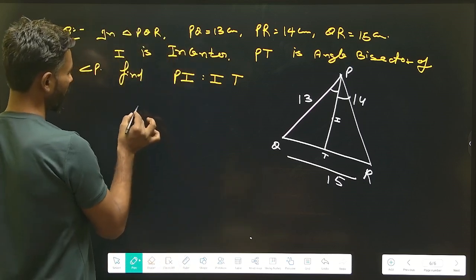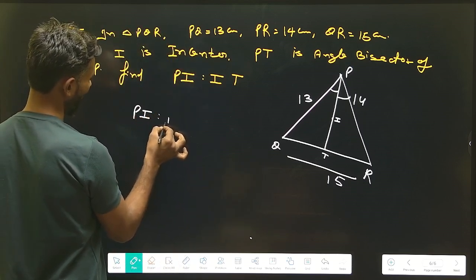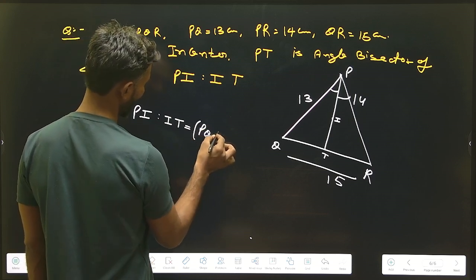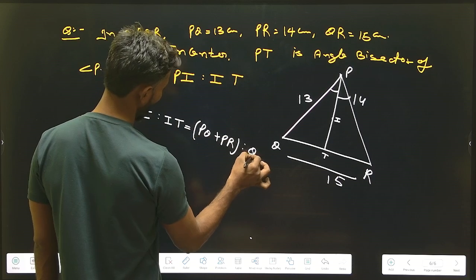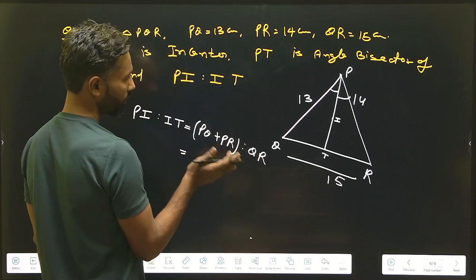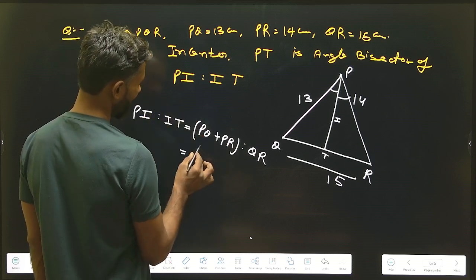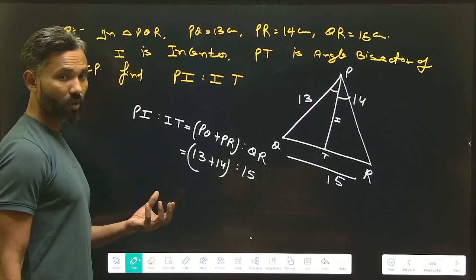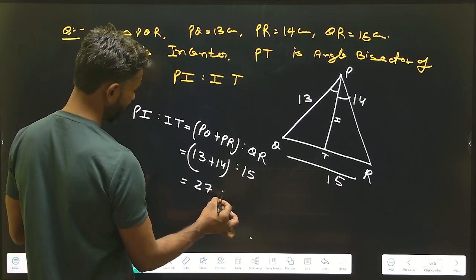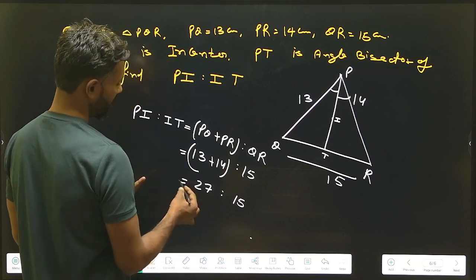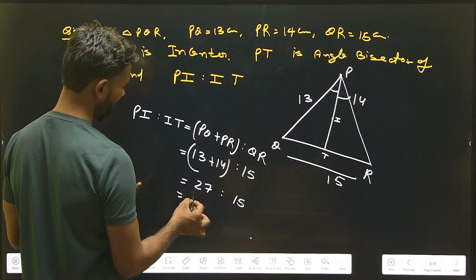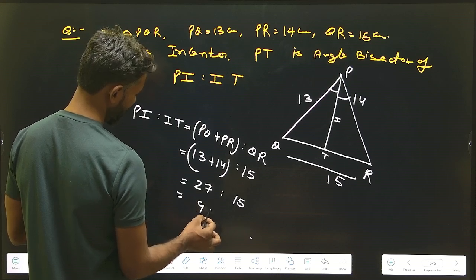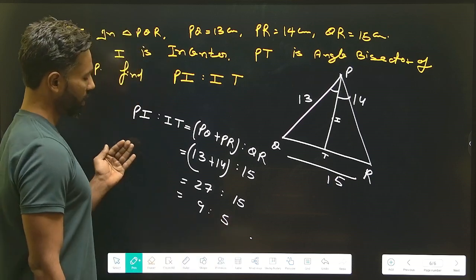Now we have to calculate PI ratio IT. We already know that PI ratio IT will be equal to PQ plus PR ratio QR. Yes or no? According to the concept we discussed. So PQ and PR are 13 plus 14 ratio 15. 13 plus 14 will be equal to 27, and this is 15. Now simplify this ratio, and we can cancel both of these values by 3. So 3 9s are 27, 3 5s are 15. So PI ratio IT is 9 ratio 5.